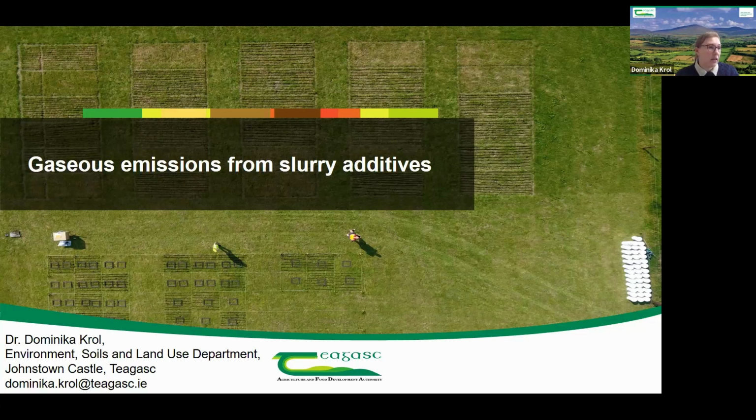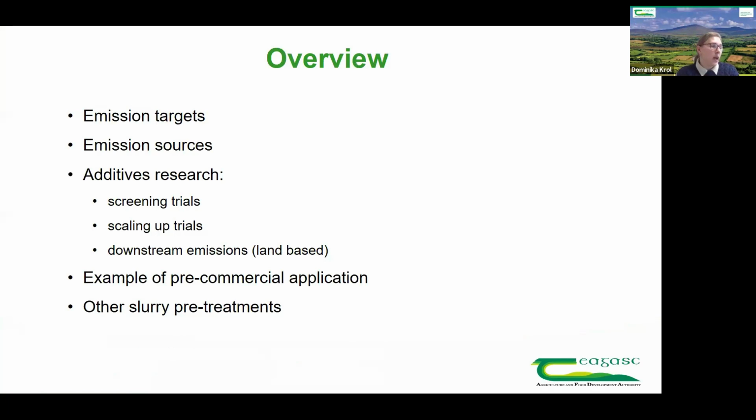So slurry additives in particular are getting very popular in the last few years, so we'll just spend a few minutes on those. I'll talk a little bit about emission targets, so basically why and the background of this work, and the sources of emissions in agriculture, and then take you through the additives research. So my talk will be very much research based to show you the latest, what we've done over the last few years, and give you the flavor of how the work is being done and what kind of results we're getting. So we'll talk through some of the screening trials and scaling it up and downstream emissions.